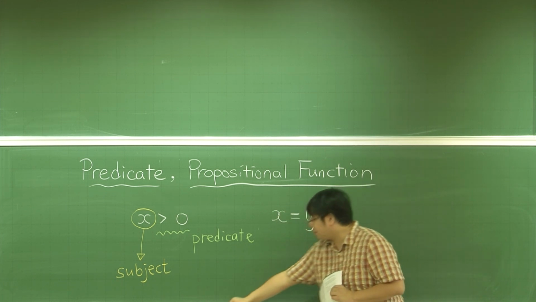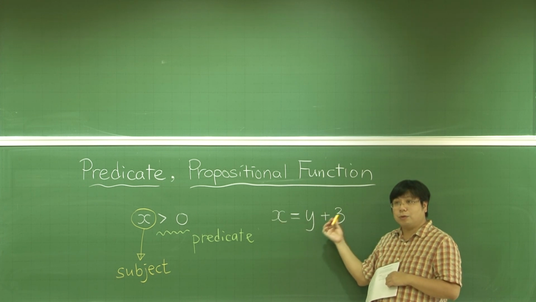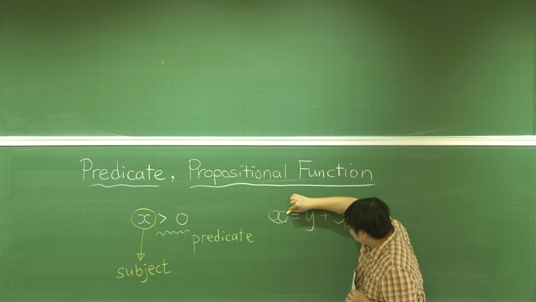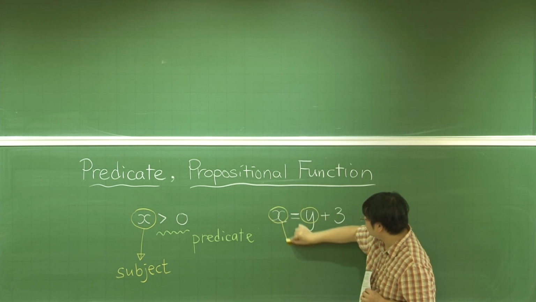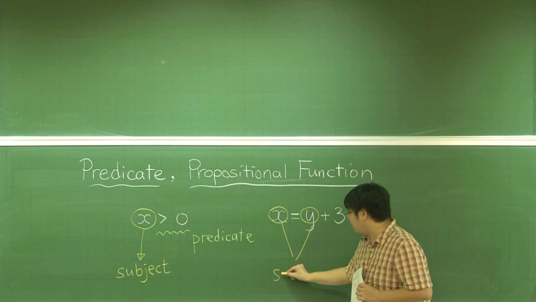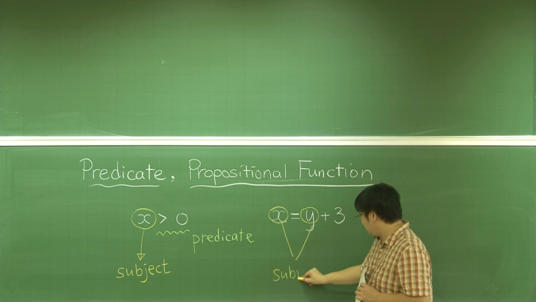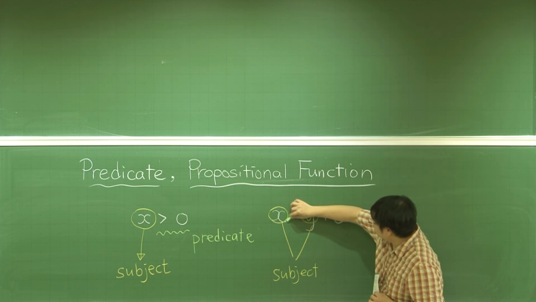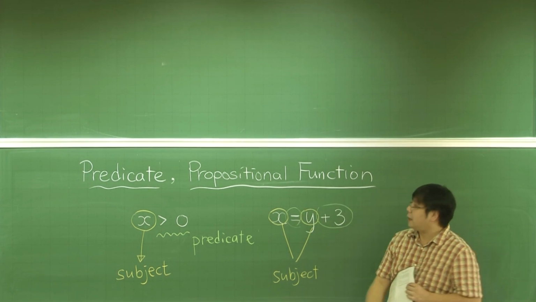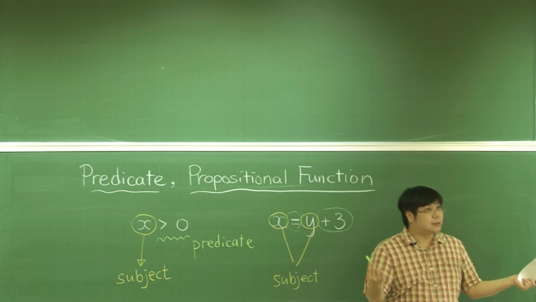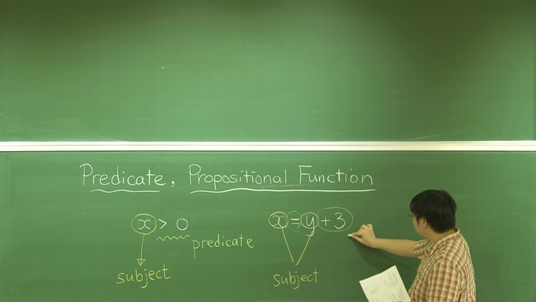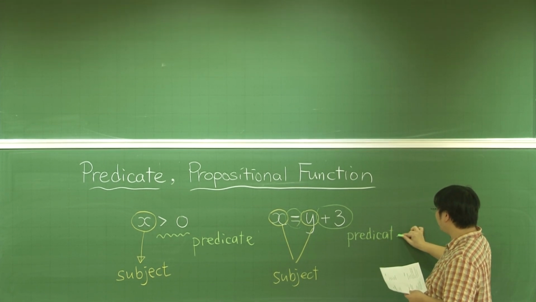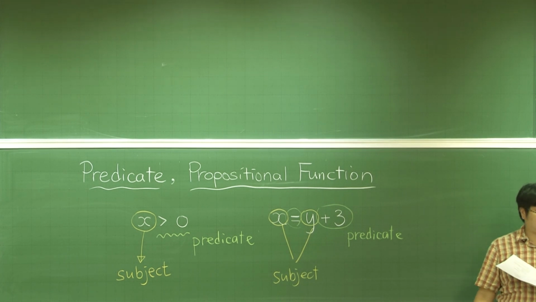Now take a look at a more complicated sentence. Here we are saying x is equal to y plus 3, and there are two variables here. It turns out that we will treat both x and y to be the subjects of this sentence. All the remaining part is describing the properties about this x and y, and this is the predicate. So predicate, you can think of it as properties about the subject.